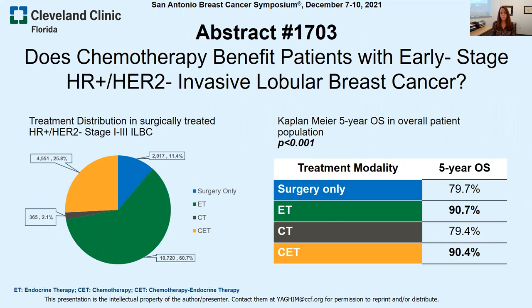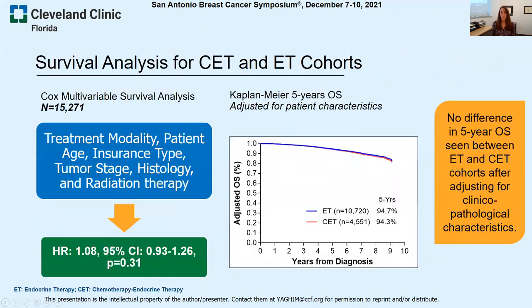Most patients, 60%, were treated with endocrine therapy, depicted in green, and 25% were treated with chemoendocrine therapy in yellow. Very few patients were treated with surgery alone or chemotherapy alone, and thus the analysis was focused on these 2 main cohorts, both of which had similar 5-year overall survival of about 90%. The patients treated with chemoendocrine therapy were significantly younger in age, had higher stage, more positive nodes, and received more radiation therapy compared to the endocrine therapy group.